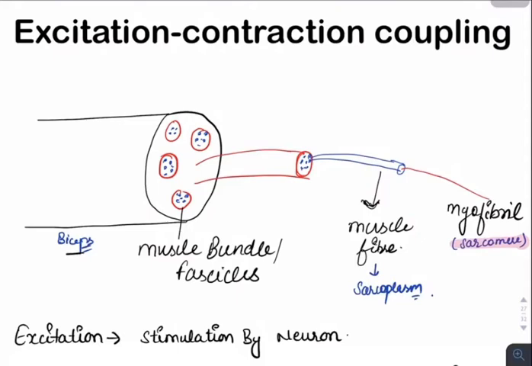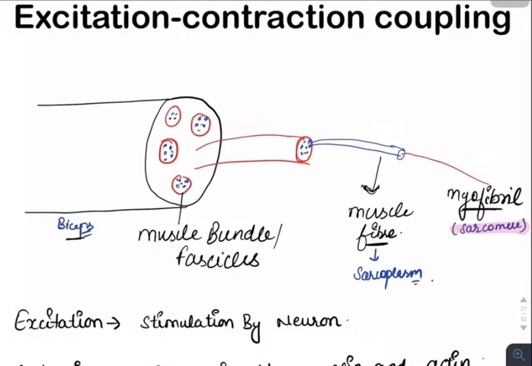All the muscles are made up of muscle bundles or fascicles. These are the main structural units. Muscle fascicles have muscle fibers, and muscle fibers are made up of myofibrils. The myofibrils have the sarcomere, which is the main functional structural unit of the muscle, because contraction occurs in the sarcomere. All cells have a plasma membrane, so muscles also have a membrane.